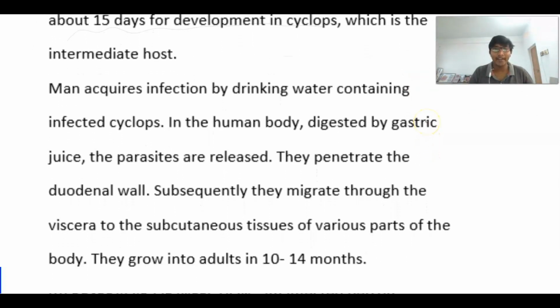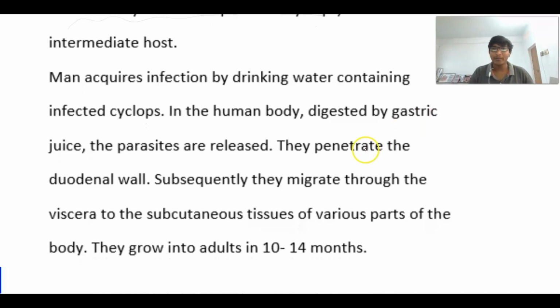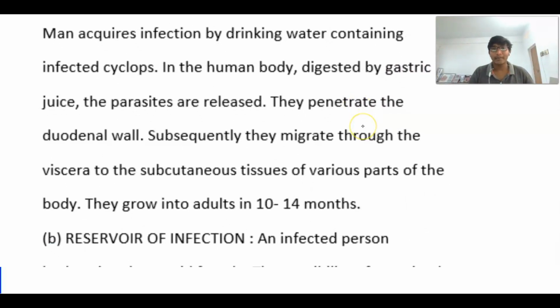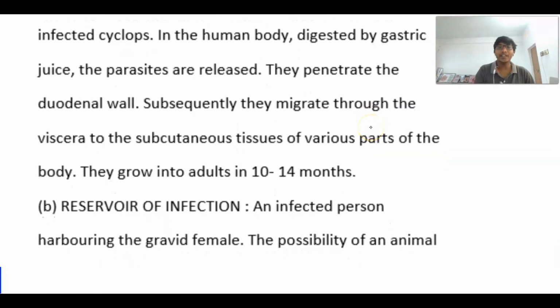Man acquires infection by drinking contaminated water containing infected cyclops. Whenever a man is drinking water directly from a river, if the cyclops present in the water are infected by the larvae released by an infected person, then automatically the healthy person will also get infected. In the human body, these are digested by the gastric juice, and the parasites are released. Once released, it will penetrate into the duodenal wall.